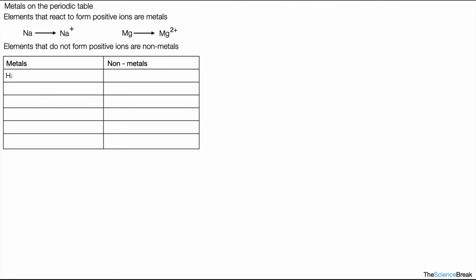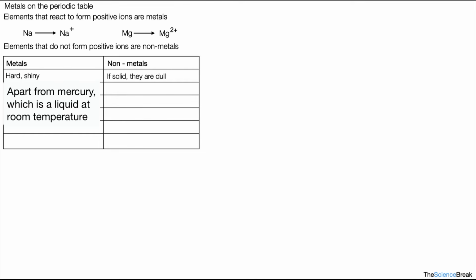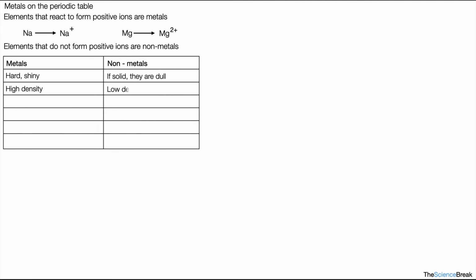So what are the differences? Metals, they are hard and shiny. Non-metals, if they are solid, are dull. Metals have high density. Non-metals have low density. Metals are good conductors of electricity, whereas non-metals are poor conductors of electricity. Metals are good conductors of heat energy, whereas non-metals are poor conductors of heat energy.